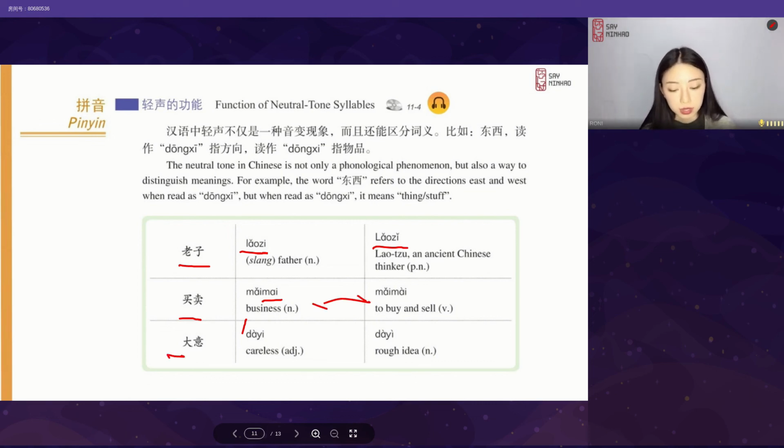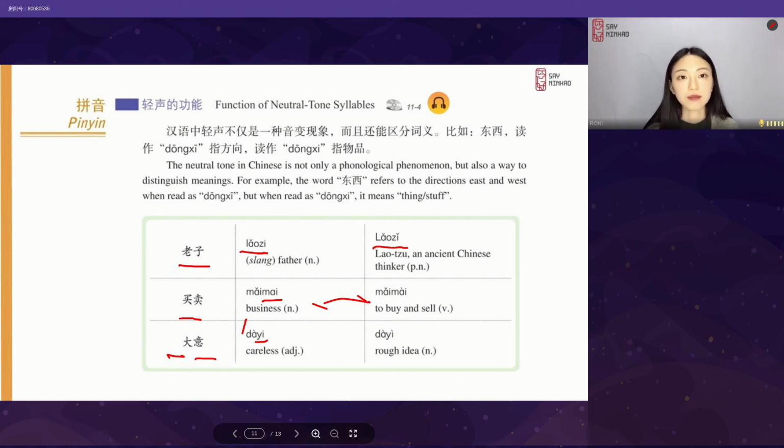Next one, 大意, 大意. If I read the second syllable as the neutral tone, then it means careless. And if I read it with the full fourth tone, then it means a rough idea of something, a rough idea in my head. So we can see the neutral tone can distinguish different meanings of words.